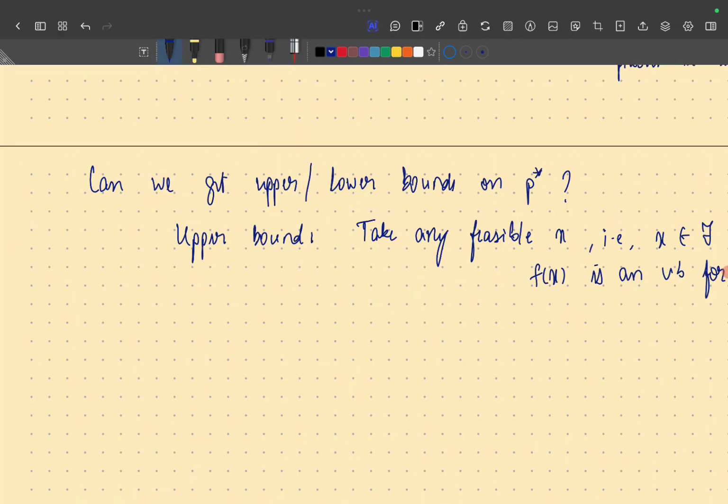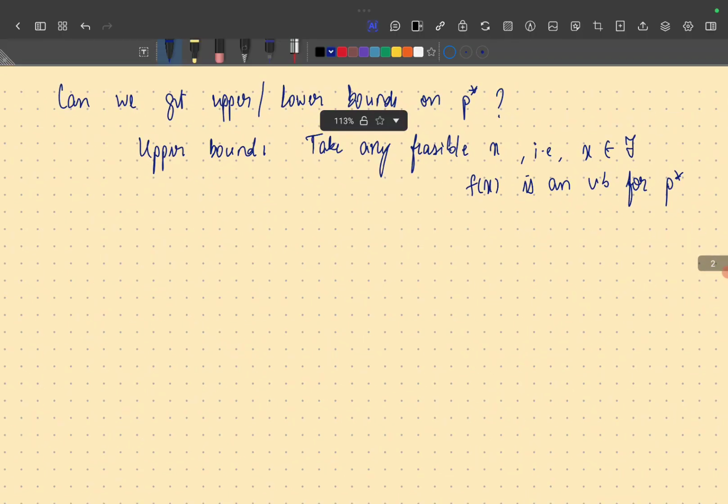Okay, that's straightforward. What about lower bounds? Is there a way of getting a similar lower bound, sort of just take something that's feasible in some sense and get an automatic lower bound for p star? On the face of it, it's not obvious how you can do that.